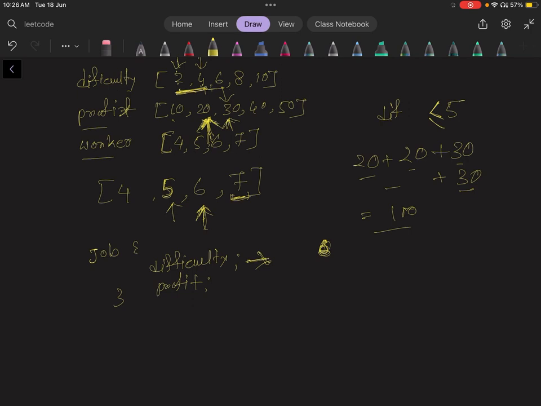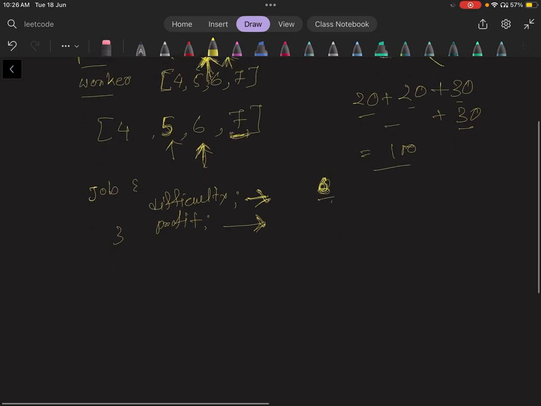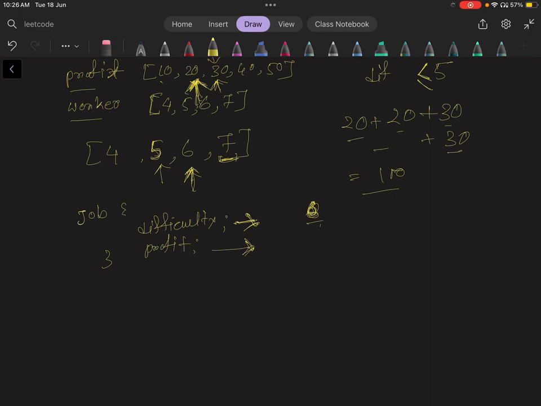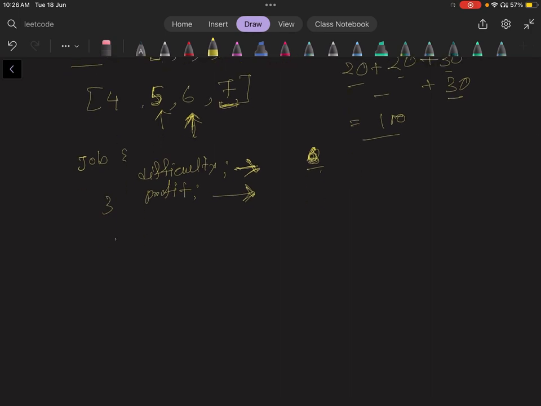So we will sort based on the difficulty, and if the worker has a certain level of difficulty, within that difficulty we need to find out what is the maximum profit we can get. Once the jobs have been sorted based on the difficulty, I will create another array that is basically the maximum profit at the ith difficulty. If you have heard about prefix sum or prefix max, I will use that kind of thing here.